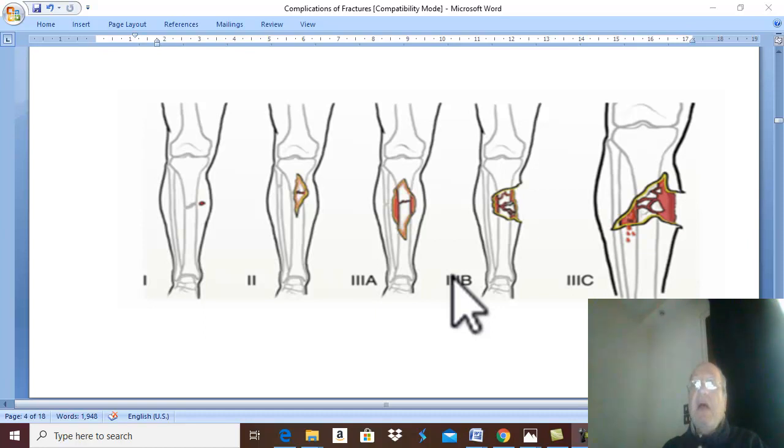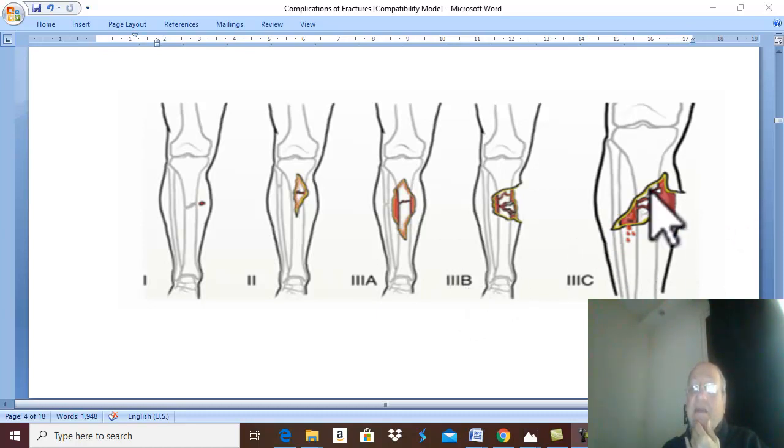Grade 3B, there is marked loss of the soft tissues and closure surgically and simply is impossible. And there is marked periosteal stripping, and to cover the fracture this patient needs soft tissue reconstructive surgery, needs plastic surgery to close the defect.